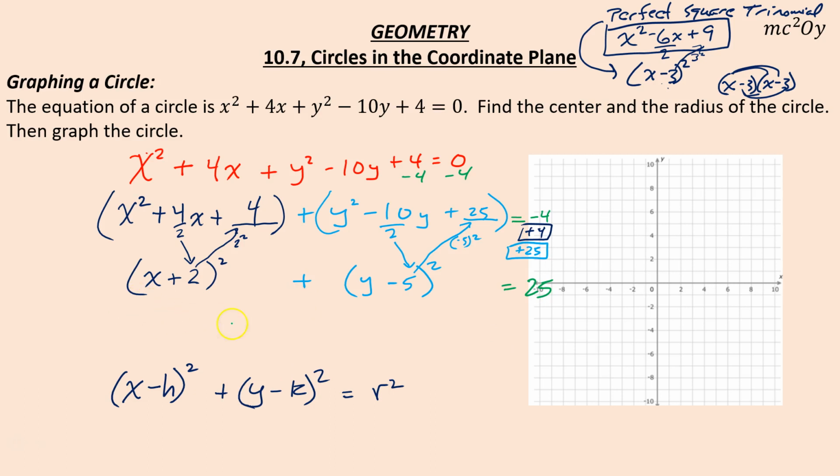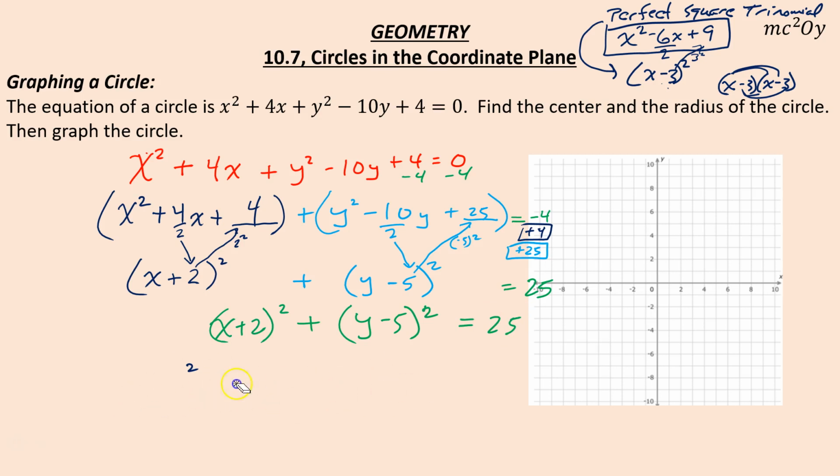Okay, I now have my equation. My equation is (x + 2) squared plus (y - 5) squared is equal to 25. All right, and find the center. Well, the center, which is (h, k), equals, well, -2 and +5. Just the opposite of what you see in there, right? And the radius is equal to the square root of 25, or 5.